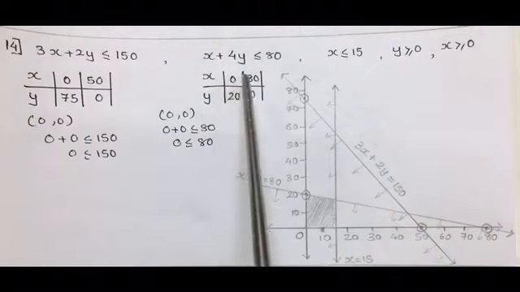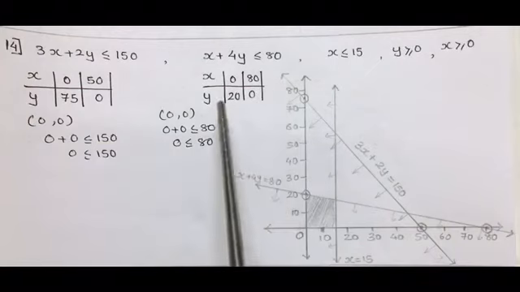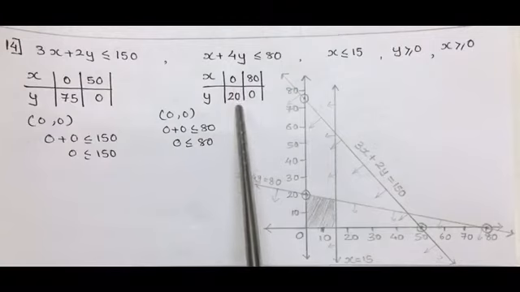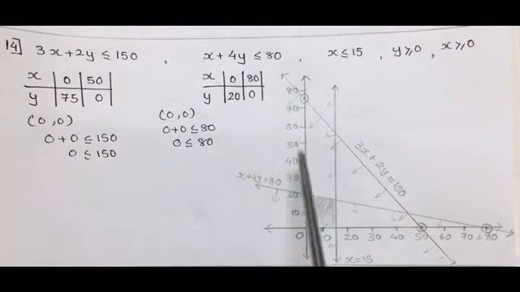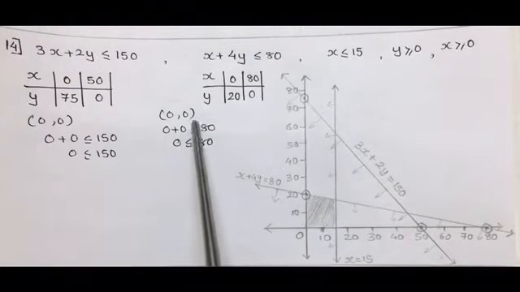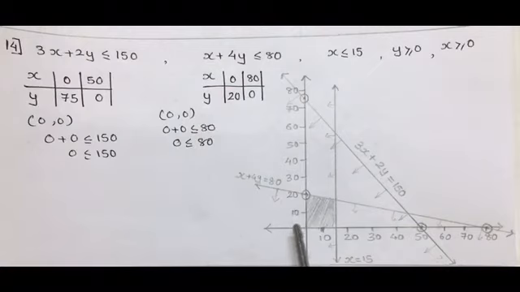Second line is x plus 4y less than or equal to 80. Taking up x equal to 0, y is 20. If y is 0, x is 80. So drawing the line 0, 20 and 80, 0. Again taking 0, 0 for deciding which side is to be shaded. 0, 0 satisfies the inequality. So the side towards 0 is to be shaded. It is being shown with the help of the arrows which side is to be shaded.